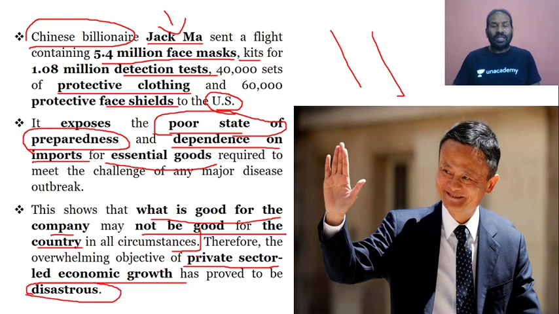That means there should not be a total control of private sector led economic growth. If there is private sector led economic growth, it will be disastrous. And this disaster, what the developed countries have experienced because of the COVID-19 pandemic situation, once again proves that there has to be control by the government on the economy, wherein the economy of the country should not be controlled by the private sector. That is what the conclusion or summary is all about.